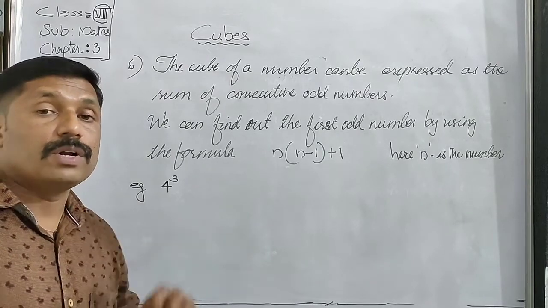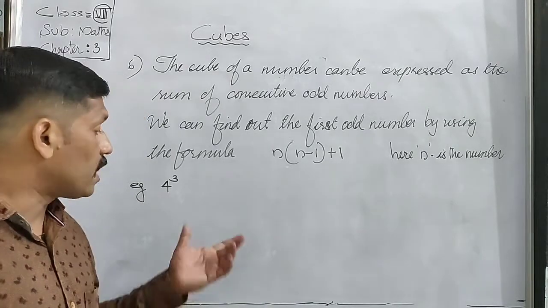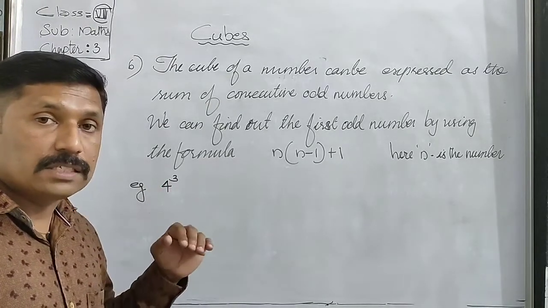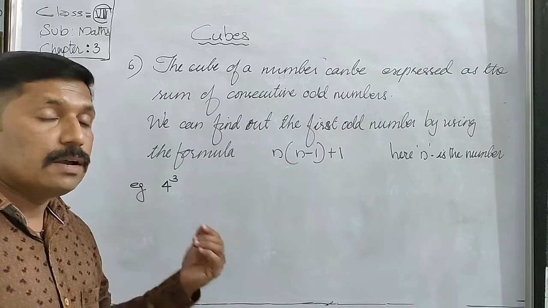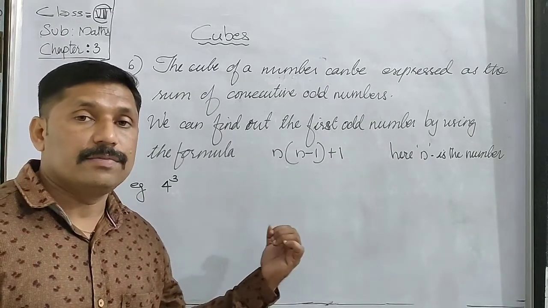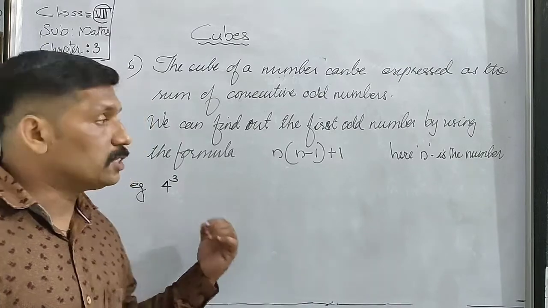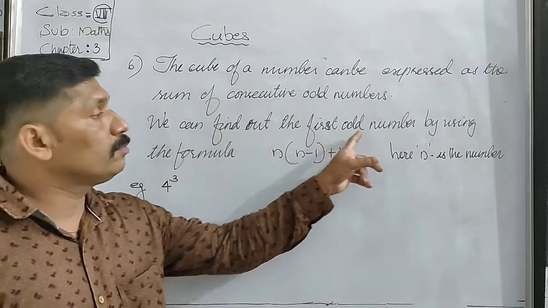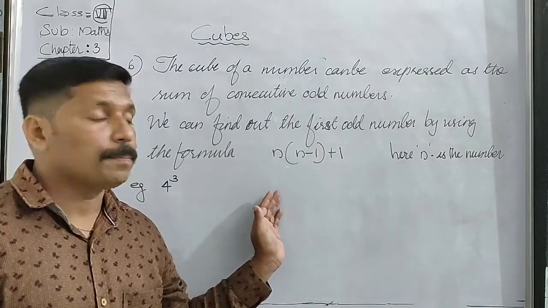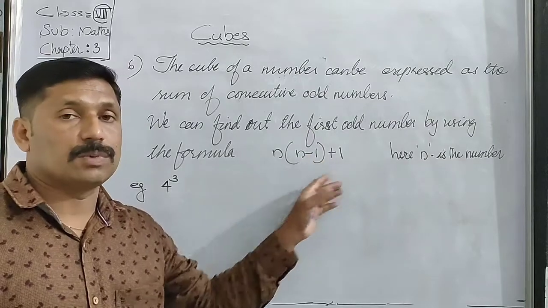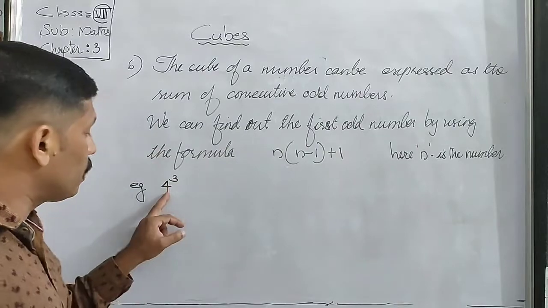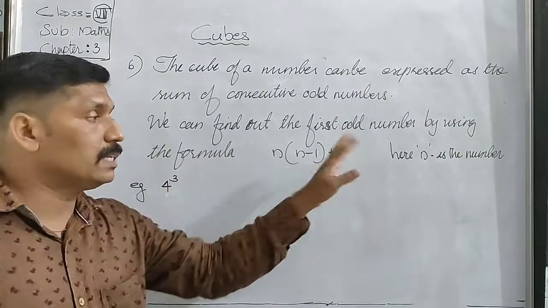Then which odd number is the first odd number to start with? I told you that 4 cube can be expressed as the sum of 4 odd numbers, but they are not the first odd numbers. Then which 4 odd numbers, if we add, give the cube of this number? For that, in order to find the first odd number, we use the formula n into (n minus 1) plus 1. Here n means the given number. If it is 4 cube, then n means 4.